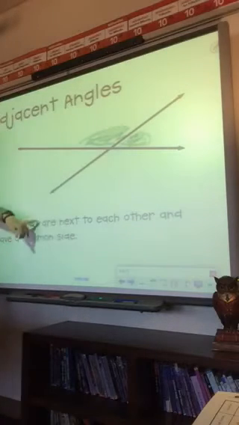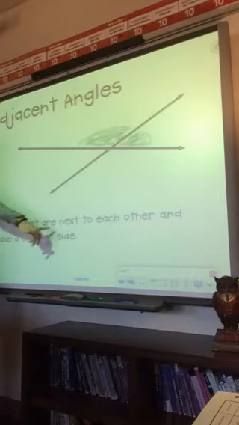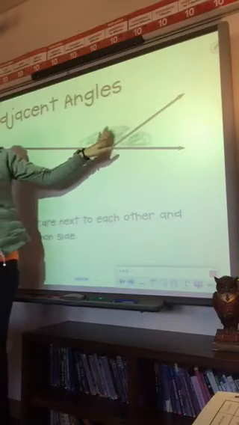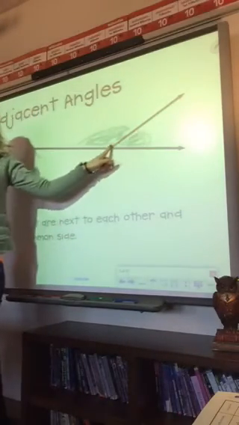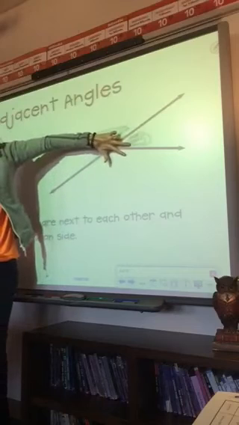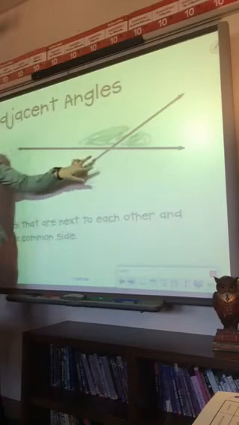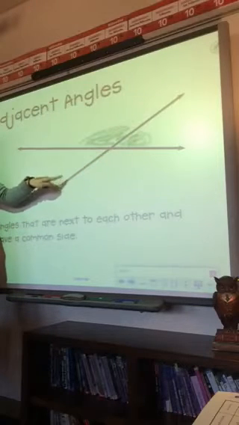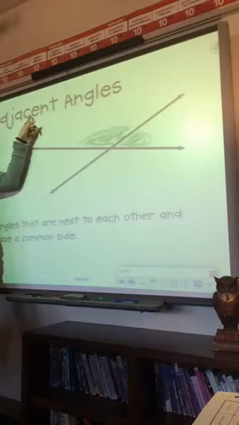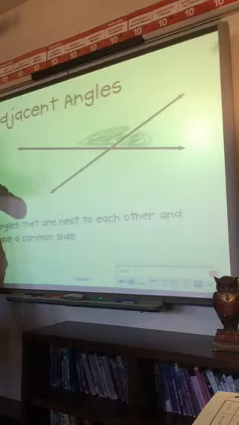Angles that are next to each other and have a common side. So what that means is these two angles are right next to each other and they share this line. These two are right next to each other and they share this line. These two are right next to each other and they share this line. Does that make sense to everybody? So adjacent meaning best buds, connected, okay?